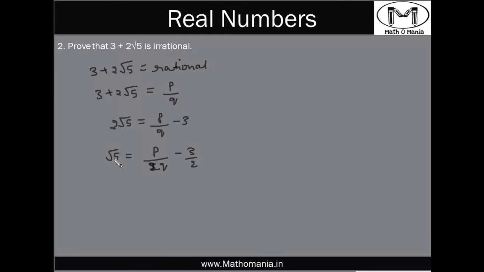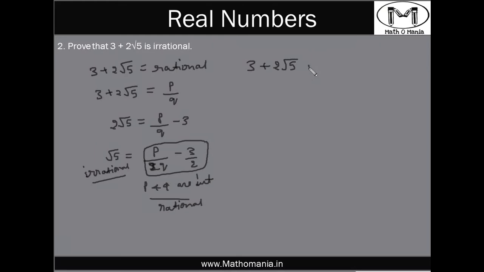Now we know that root 5 is irrational. This is an expression where p and q are integers, and we know that this is a rational number. But we cannot have an irrational number equal to a rational number. That means our assumption that 3 plus 2 root 5 is rational was wrong. So that proves that 3 plus 2 root 5 is irrational.